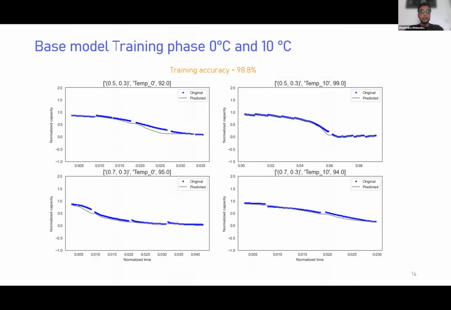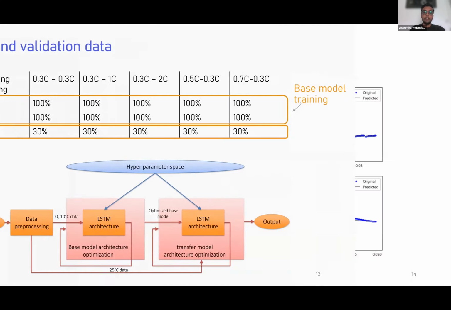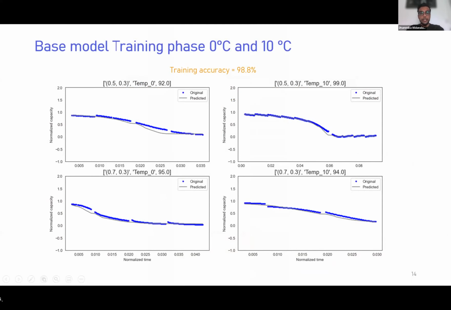Okay, so here are some of the results from the baseline model. This is still the training phase at 0 and 10 degrees. There are 10 conditions from this table, and I'm only showing 4 of these conditions here. What you're seeing here are the fast charging conditions: the 0.5 C charging at 0 degrees, 0.7 at 0 degrees, 0.5 at 10 degrees, and 0.7 at 10 degrees. So these are 4 of the conditions to evaluate how this LSTM model will behave as a baseline model to capture the different C rates and the different temperatures.